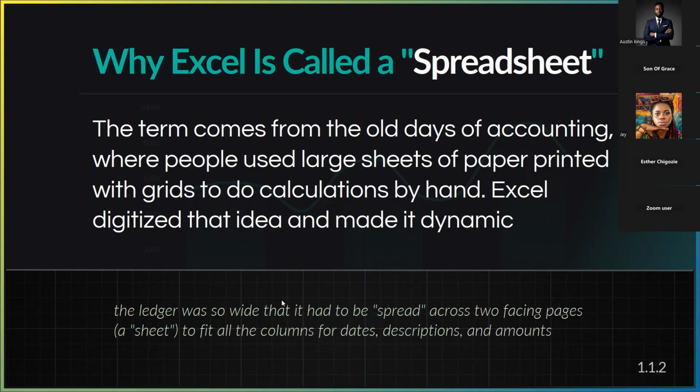Let me take you using paper to take account. You draw grids, rows and columns, and because the data that needs to be on the sheet is so much, it has to be spread. It's not like opening a book, so spread it. That's why it's called a spreadsheet. So Excel is the digital form of what they call a ledger. I'll show you the picture in a moment. It is the digital form of what we used to take account with in those days.